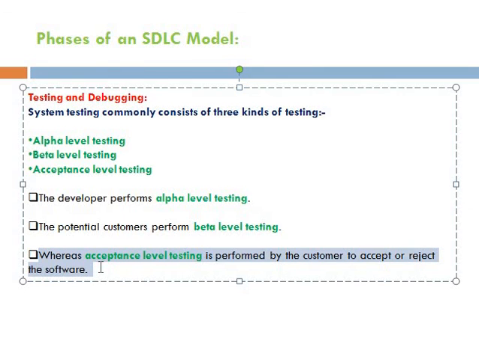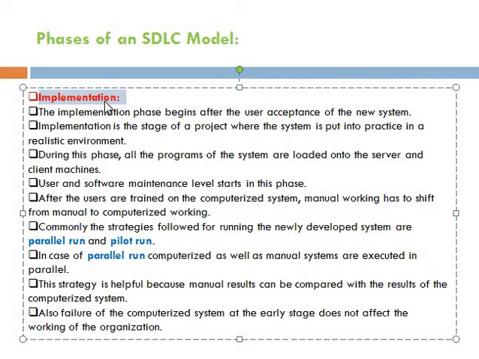If the software meets the client's demands, or if the software meets the end users or the customer's demands, then the end user or the customer shall accept the software, or else if the software does not meet the end user's demands, he shall reject the software. Now, just after the testing phase, the next phase is the implementation phase. Once the end user has accepted the new system after testing, then the implementation phase begins.